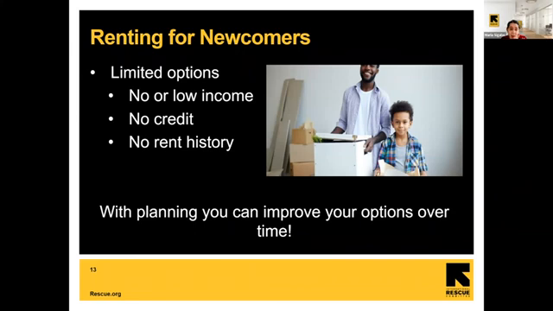So just to note that in the beginning, when you first arrive in the country, your options for places to live might be a little bit more limited, right? Because either you have no income or lower income, no credit or rental history. But over time, you can improve your housing options. And we'll talk about ways you can start planning now for the future. You don't always have to live in the same place. Where you live right now, you don't have to live there next year, right? If you plan financially, you might be able to get some better options for yourself and your family in the future.